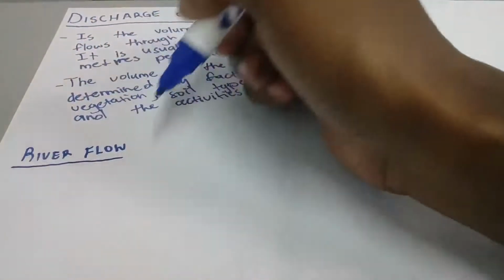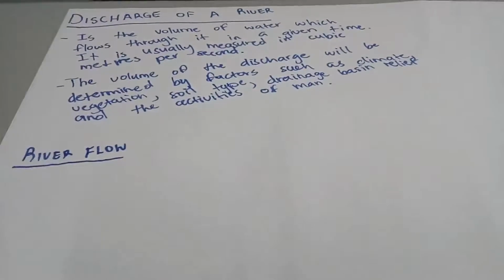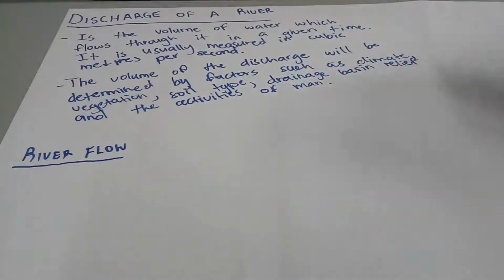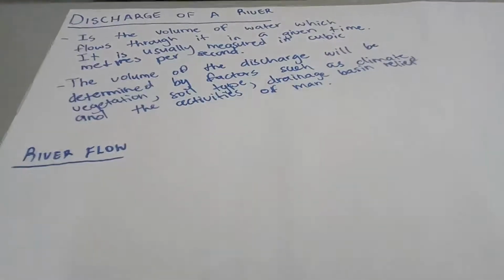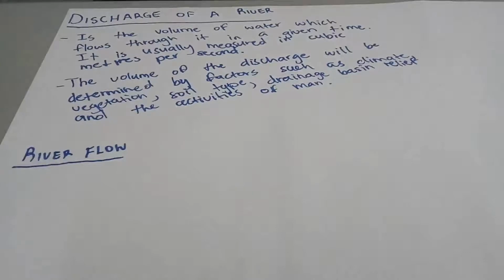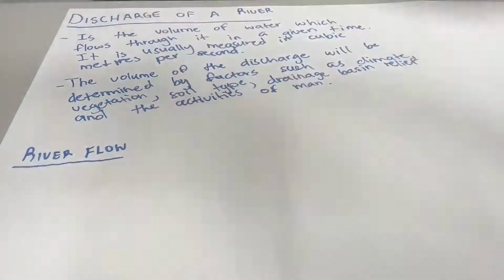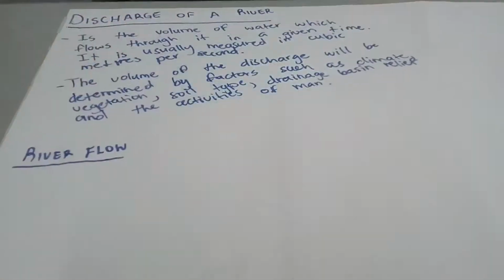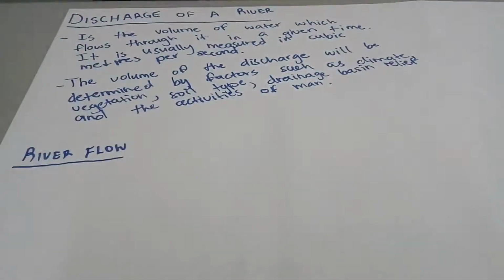Looking at river flow, we have laminar flow and turbulent flow. A laminar flow is a flow whereby the water inside the river is flowing fluently. But a turbulent flow is whereby the water is flowing irregularly. There are fluctuations and so on. So turbulent flow is irregular, while laminar flow is smooth.